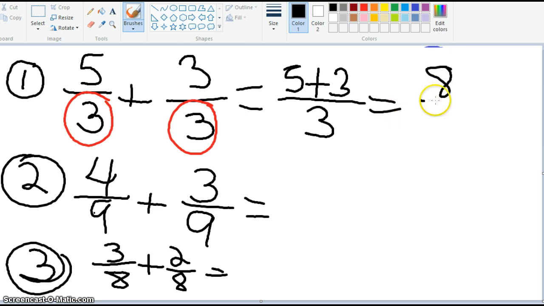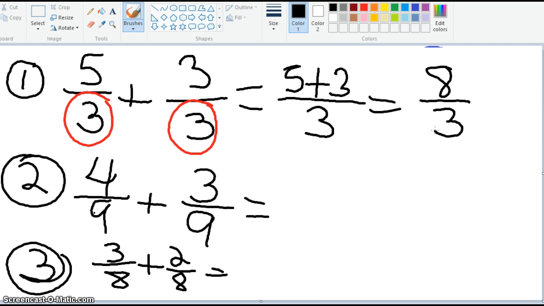That gives us 8/3. For the purposes of right now, you don't need to take this into lowest terms or convert it into a mixed fraction. That's later on today. But for right now, the answer that you should have gotten is 8/3.